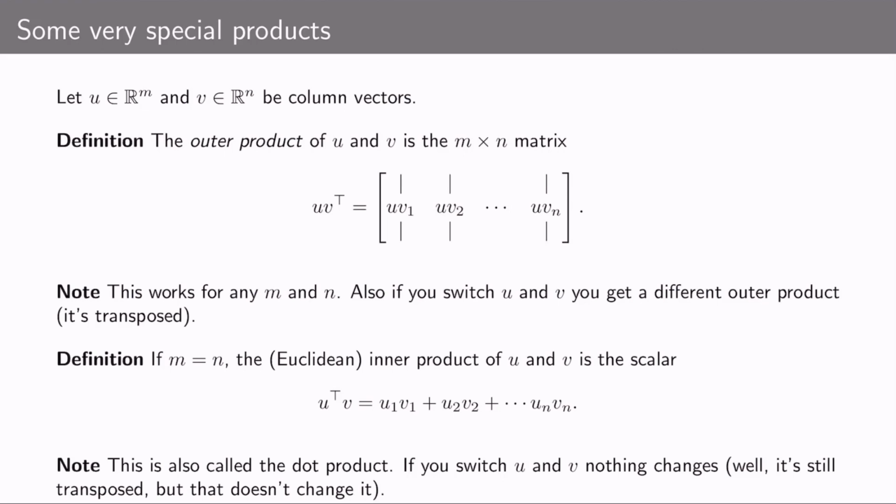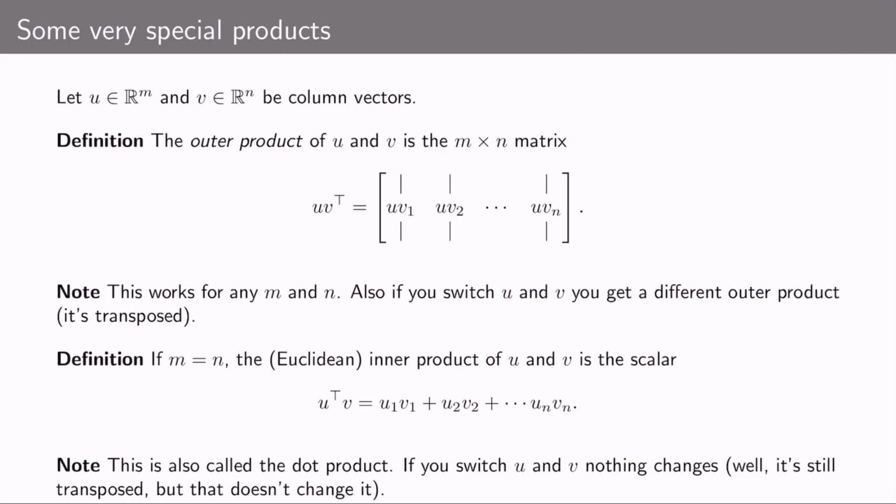Now, you have to be a little careful because if you switch u and v, you will actually get a different outer product. You'll get the transpose. And how do I figure that out? Well, if I switch u and v, that would give me v u transpose. And you'll notice that this is the same as (u v transpose) transposed, by that reversal of the product rule that we saw on the previous slide. So if I reverse the order of the outer product, I get the transpose.